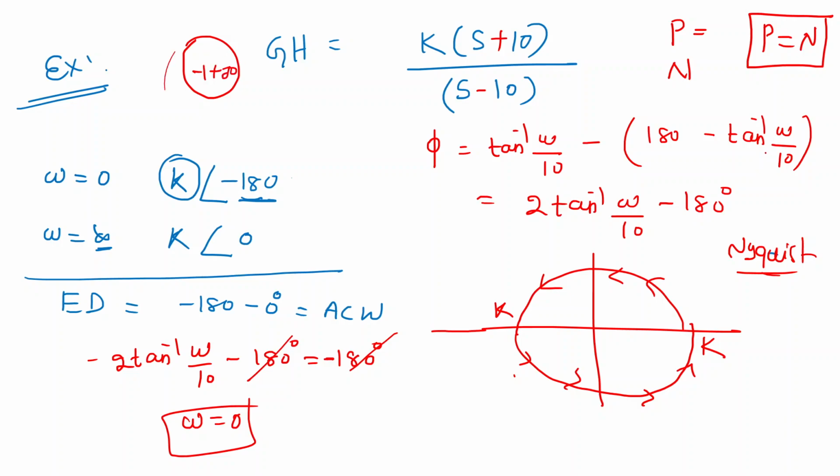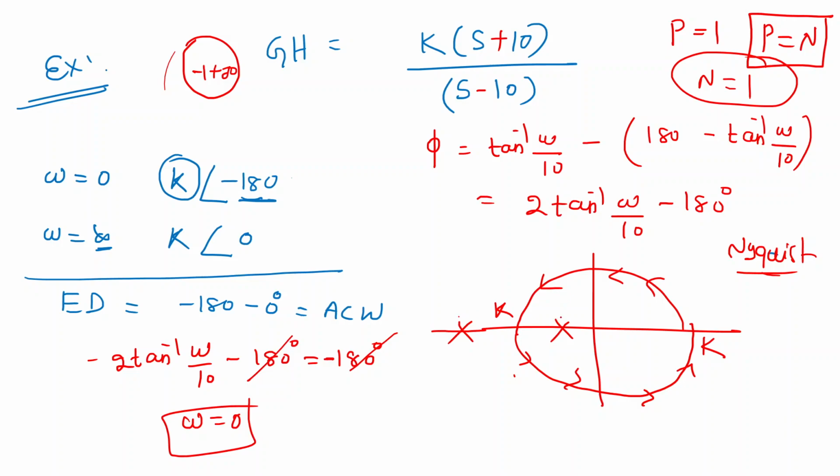So P has to be equal to N. Here in this question P is 1, so N has to be 1 for system stability, because we are finding the k value for system stability. N has to be 1, meaning the number of encirclements about the minus 1 plus j0 point has to be 1. Tell me, should minus 1 be to the left of k or to the right of k?